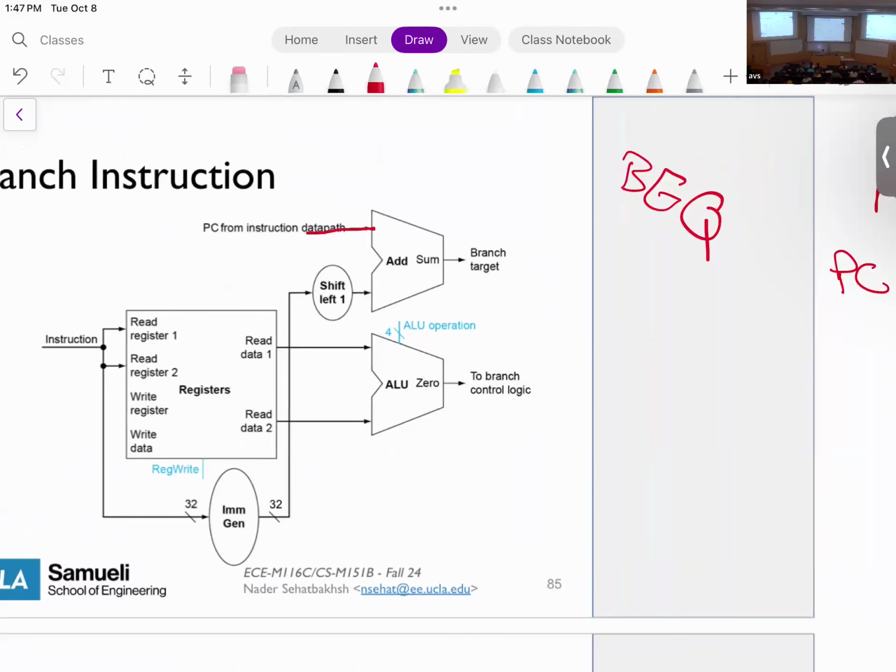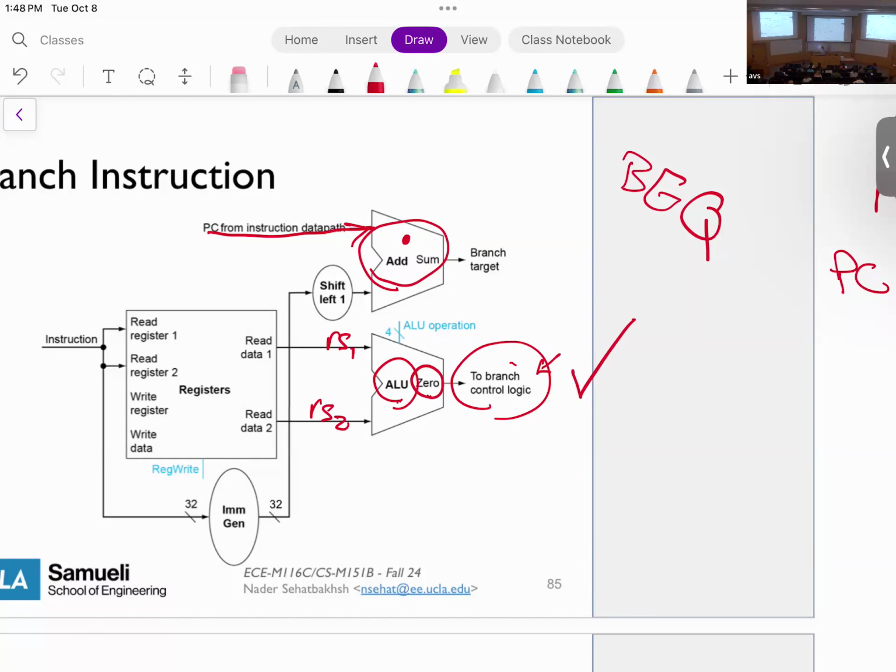We're going to get the PC value that we get from the data path. We're going to have an adder for the PC because I cannot reuse this ALU here. Why? Because this ALU is used to check the control logic. We need to check RS1 and RS2. So RS1 is here, RS2 is here. I'm going to basically subtract these two from each other. If the 0 flag is equal to 1, it means that these two values are equal. So this is where we're going to check the condition.